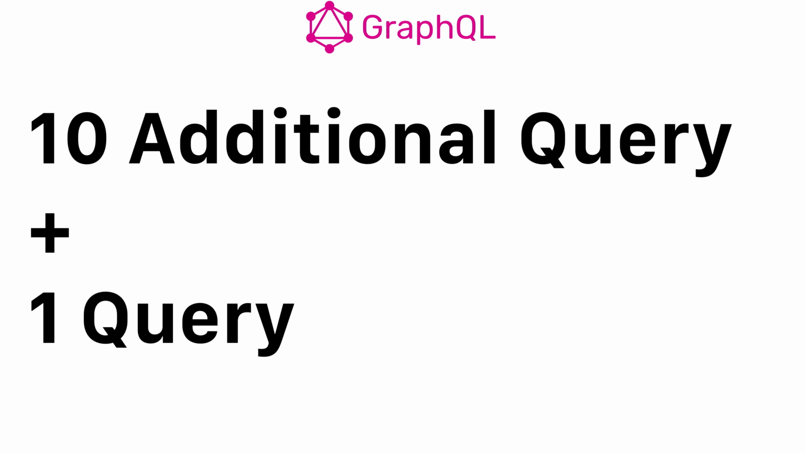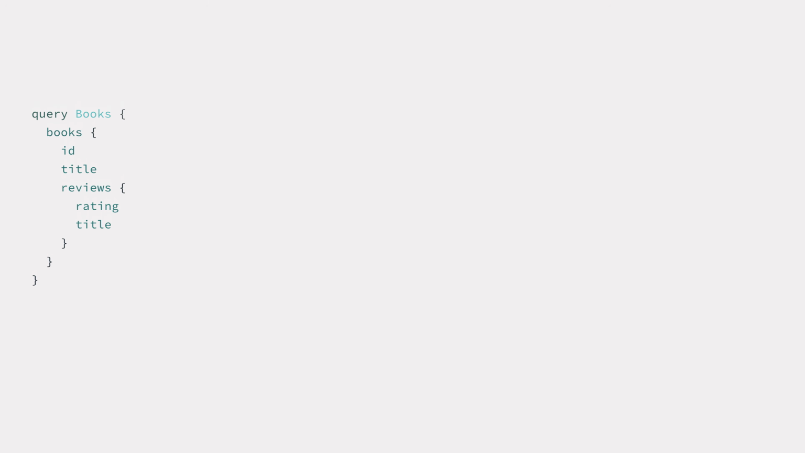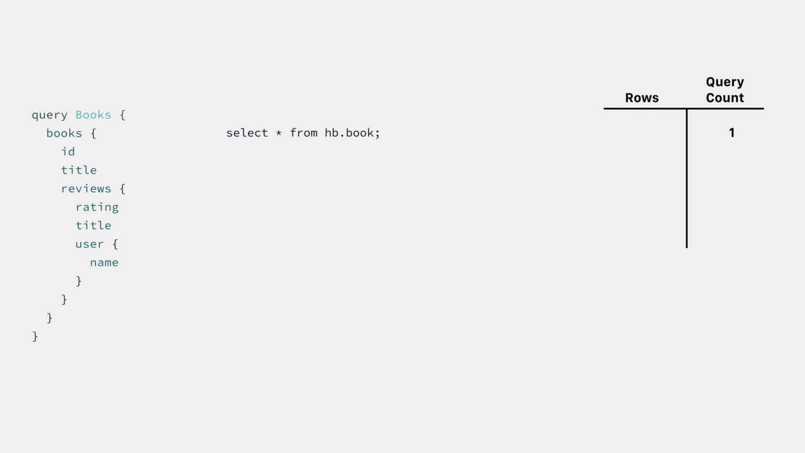Now imagine if we tweaked this query to include the user field, which, by the way, would need to query the user table. How many additional queries would our database need to execute in this scenario, assuming we're following the same naive approach? Well, for discussion's sake, let's say that we run the book query, which returns 10 books. Then we have to run 10 more review queries because there were 10 books.